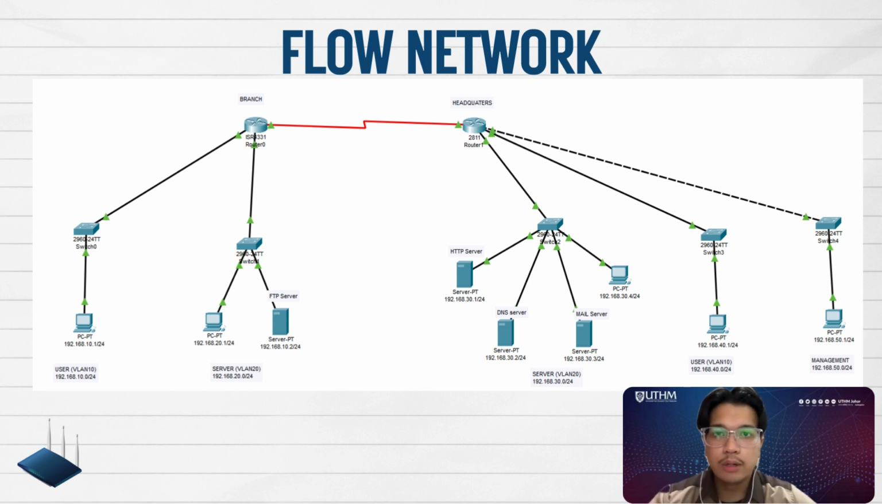Next, I will be presenting the flow network of this project. The data between the branch and headquarters flows through the ISR 4331 router 0 and 2811 router 1 via the one link. Within the branch, data flows through the ISR 4331 router 0 to the respective switches and connected devices. Within the headquarters, data flows through the 2811 router 1 to the respective switches and connected devices. This setup allows for segregated network traffic within different VLANs for security and management purposes, ensuring that specific types of traffic, which are user, server and management, are isolated from one another while still being able to communicate through the central routers.